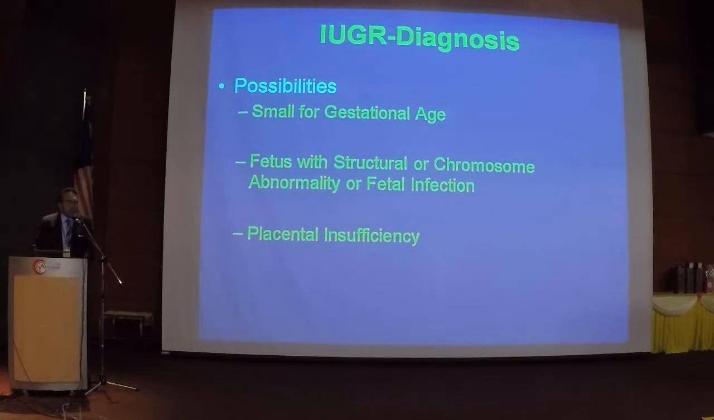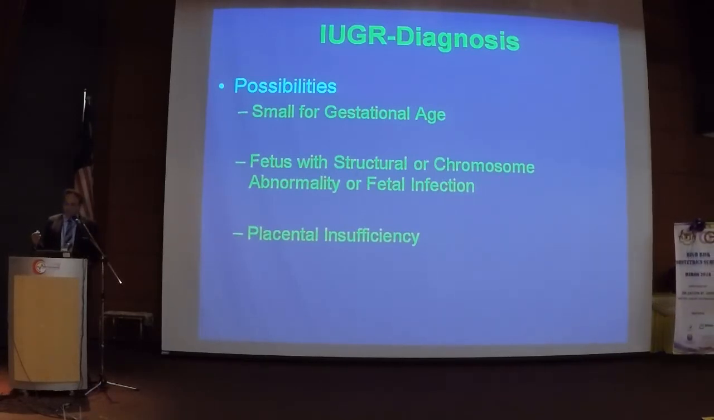So what are the possibilities when a mother comes in with a uterus smaller than dates? Mother comes to you, you do an evaluation, ask history, do a physical examination, then you realize that the uterus is small, and then you do a scan. At that point you must already have three possibilities in your mind. One is small for gestational age. The second is that there's some problem with the baby itself, either a structural or chromosomal abnormality, or a fetal infection. The third one, which is very common, is placental insufficiency giving rise to IUGR. So these are the three possibilities you must already have in your mind.